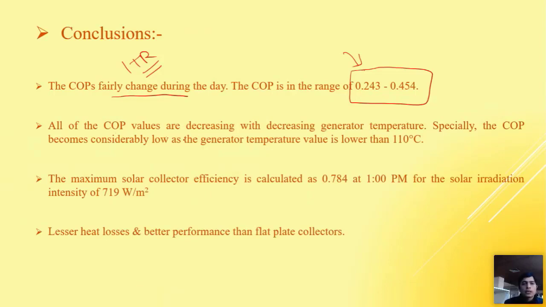All the COP values decrease with decreasing generator temperature. Definitely it must; the COP becomes considerably low especially when the generator temperature is lower than 110. The maximum solar collector efficiency is calculated as 0.784 at 1 p.m. for a solar radiation intensity of 719. This is the thing I want to emphasize: the value in Turkey is 719 watt per meter square, which is not very high. In Rajasthan, we normally have very good solar intensity. In summer days, we may have around 1200 watt per meter square.